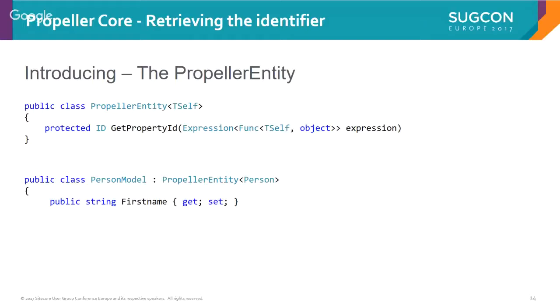A concrete example would look like this. We have a person model with a first name property, and if we wanted to get the ID of that person, we can just call get property, use the expression via static typing, and voila, we have the ID.